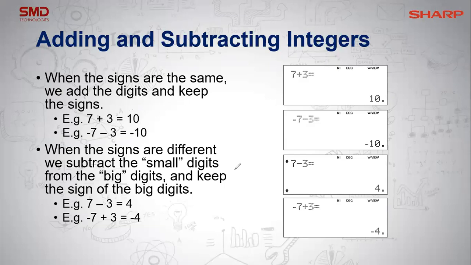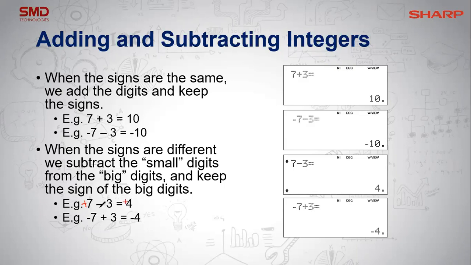When the signs are different, it gets a little bit more complicated. I say that in inverted commas because not really. What we do is we take the small digit, ignoring the sign, and subtract it from the big digit, and then we keep the sign of the big digit. If we look at this example, this is plus 7 and minus 3. My big digit is 7 and my little one is 3. So I can say 7 minus 3 equals 4, and I keep the sign of my big digit, which is plus. So that's that one over there.